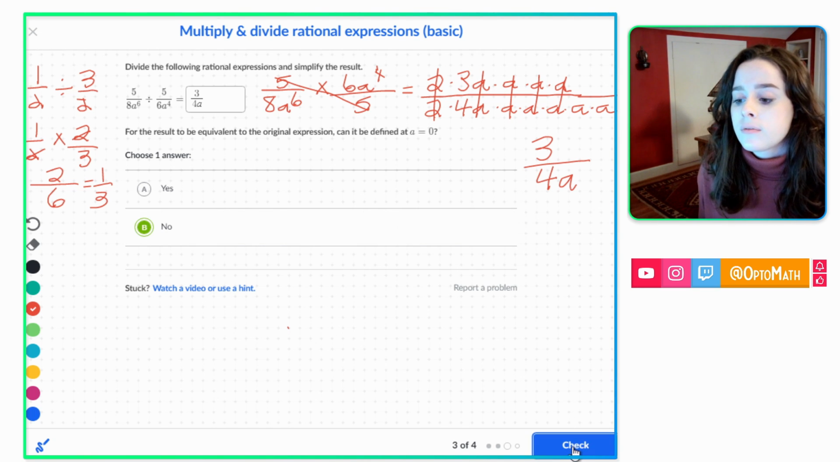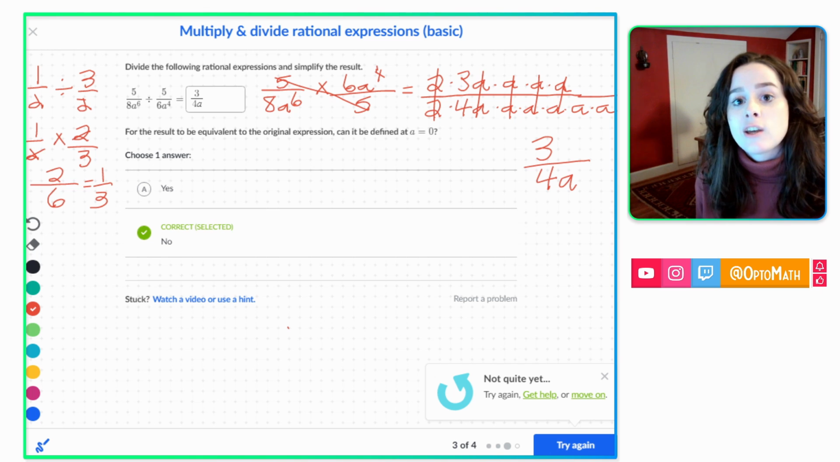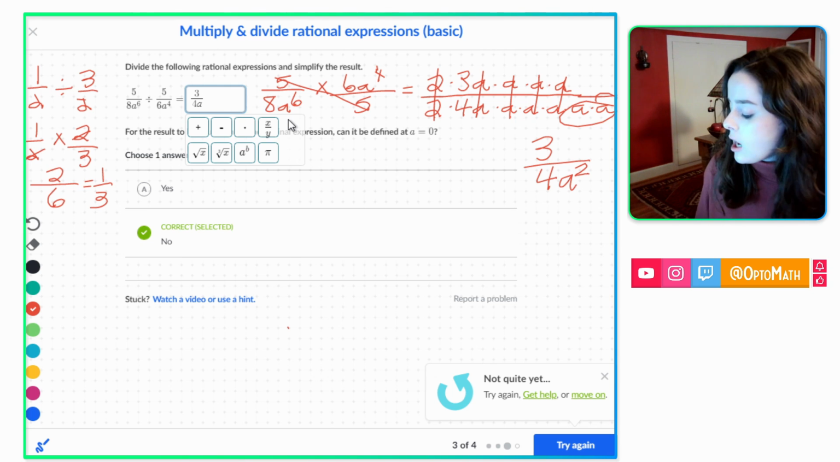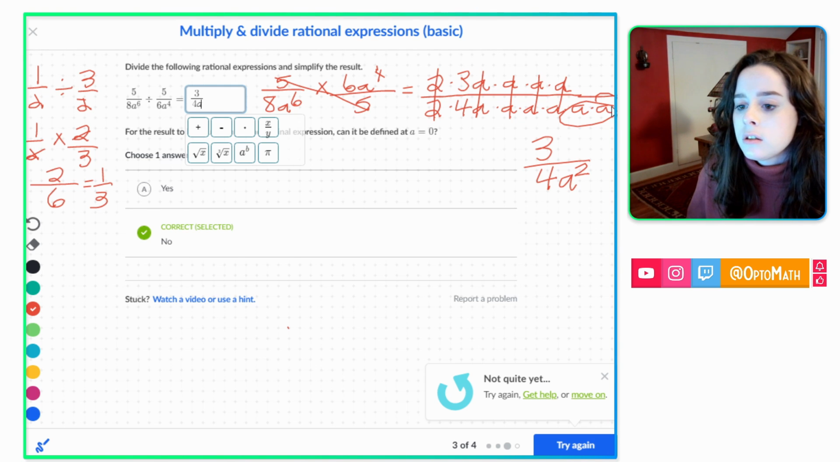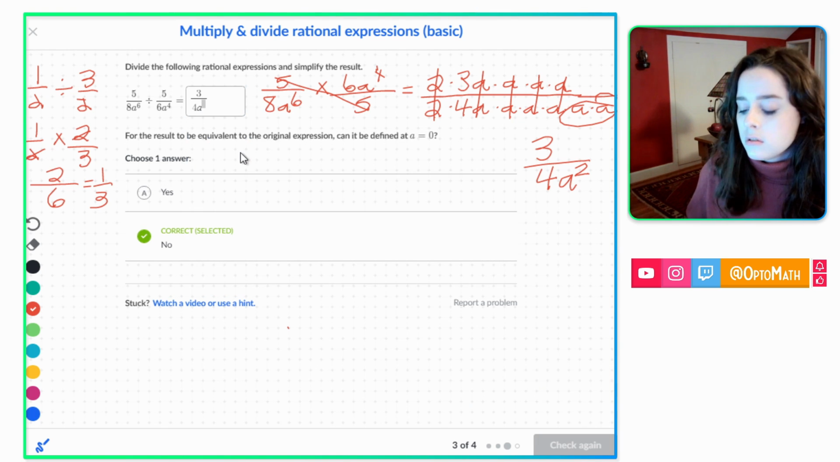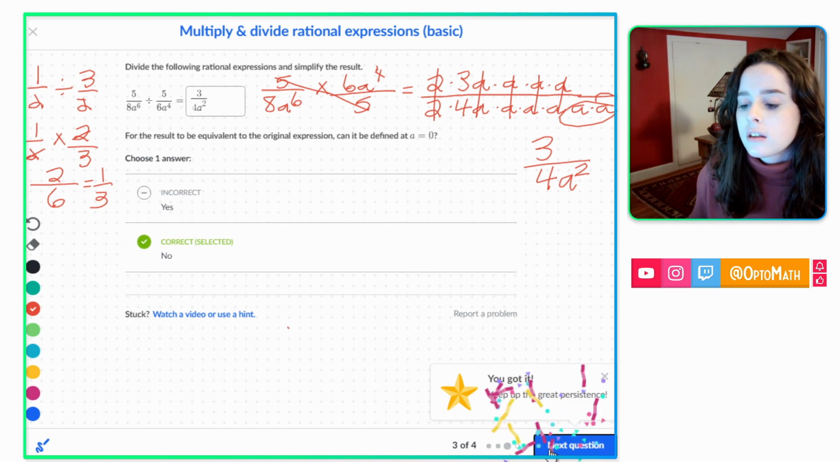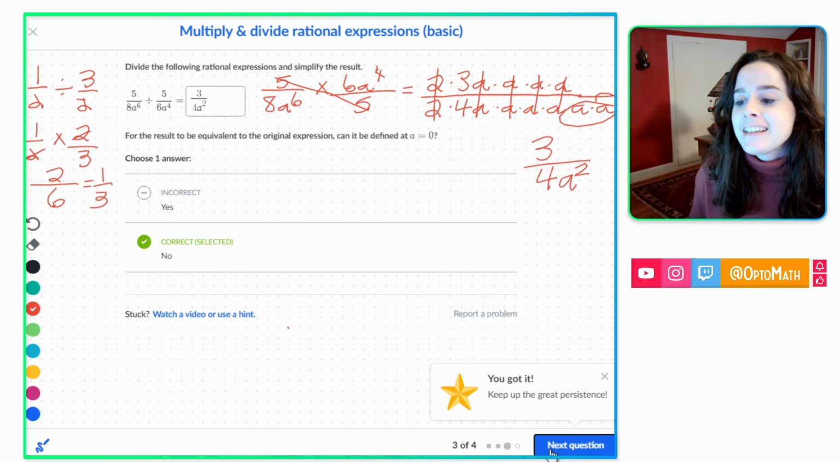So let's check. Okay, so I did get this wrong. I realized that I forgot these 2 a's, so that should be a squared. So let's fix that in our denominator, and then we should be good. Okay, so now let's check, and we're good. See, don't forget that, and make sure you write down all your steps, so if you do mess up something, you can go back and check to see what you did mess up.